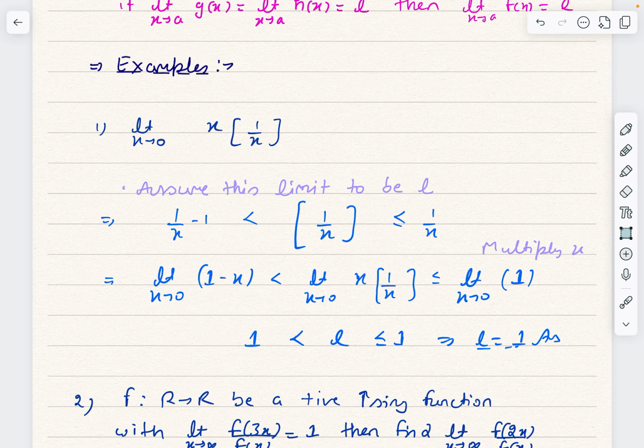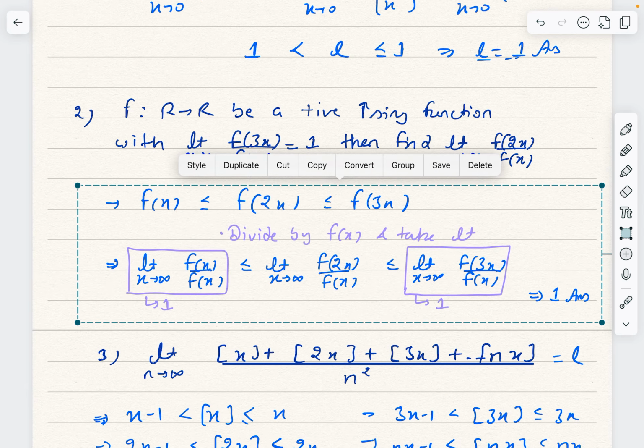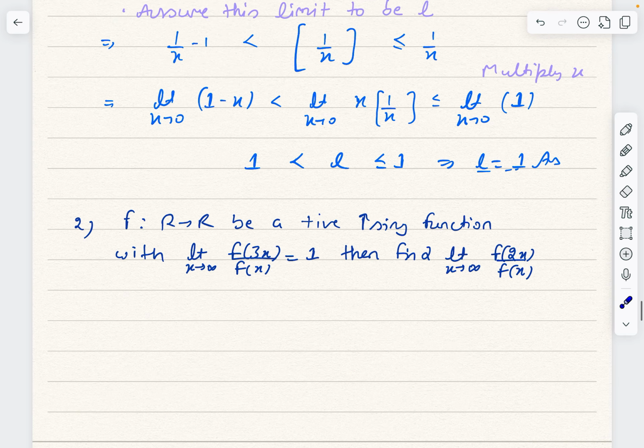You can try this next problem yourself. We have f from R to R, a positive increasing function, with limit x tends to infinity of f of 3x by f of x equals 1. Then find limit x tends to infinity of f of 2x by f of x. Okay, you can give it a try.